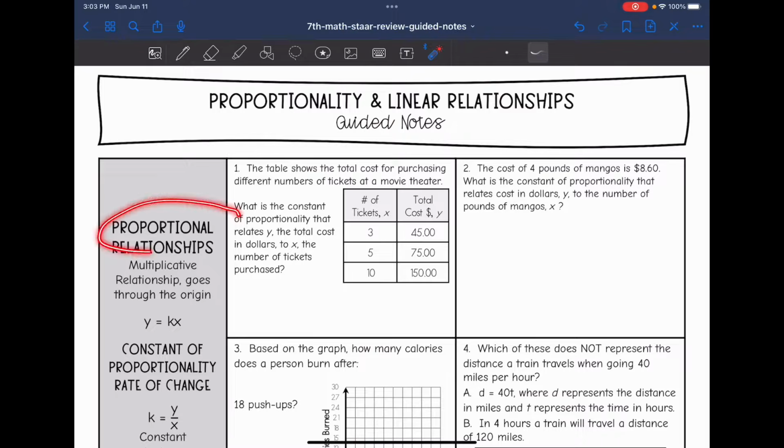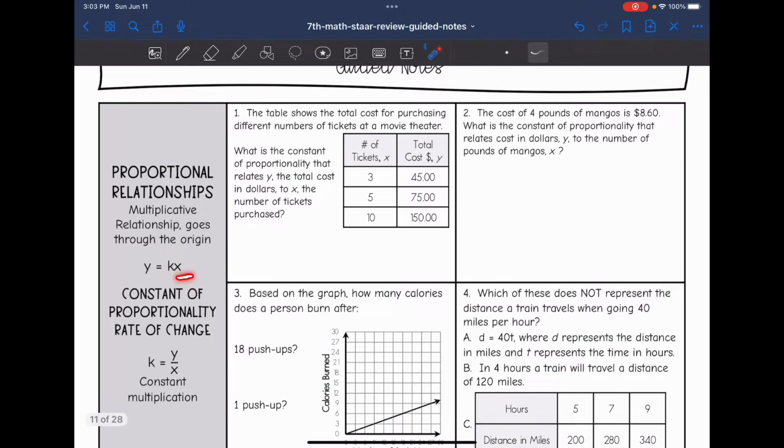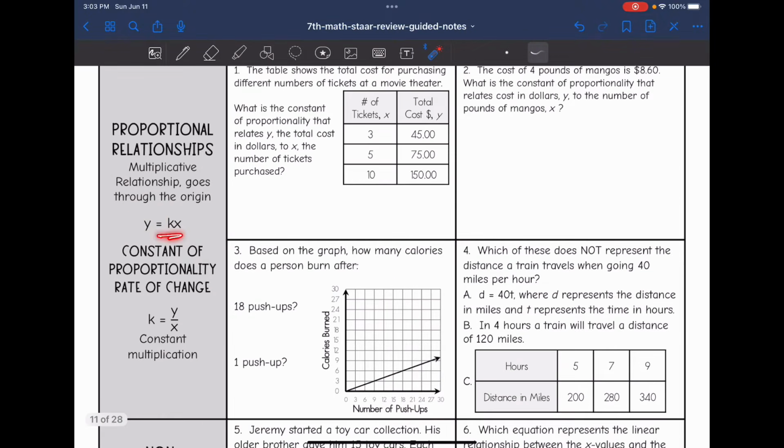So let's start with proportional relationships. These are multiplicative relationships that are going to go through the origin. So you are just going to multiply your input by a certain number and get your output. This k is a constant of proportionality, or the rate of change. It can be found by doing y over x, and it's that constant multiplier.